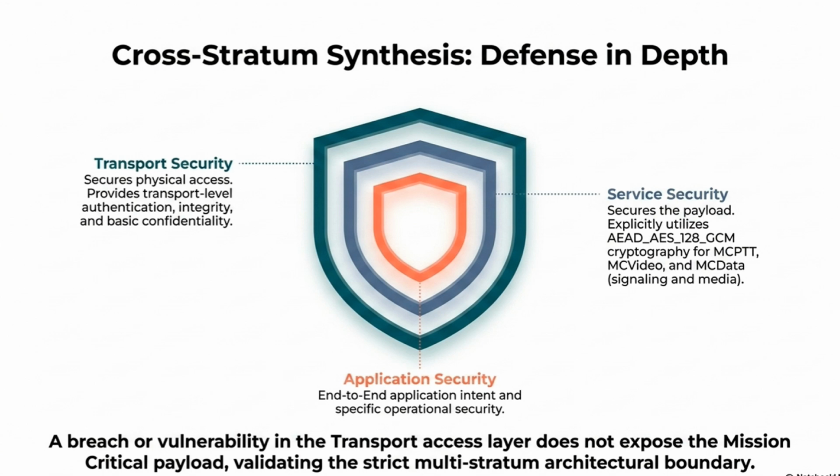Now for our final piece of the puzzle, Section 5, the multi-stratum security model. You have to understand that security here isn't just some perimeter wall you can hop over. It's a strict defense-in-depth approach. Security is applied independently and uniquely at every single stratum. So if an attacker somehow manages to breach the transport layer, they just hit a completely independent security wall waiting for them at the service layer, and then yet another one at the application layer. It's literally built into the stack's DNA.